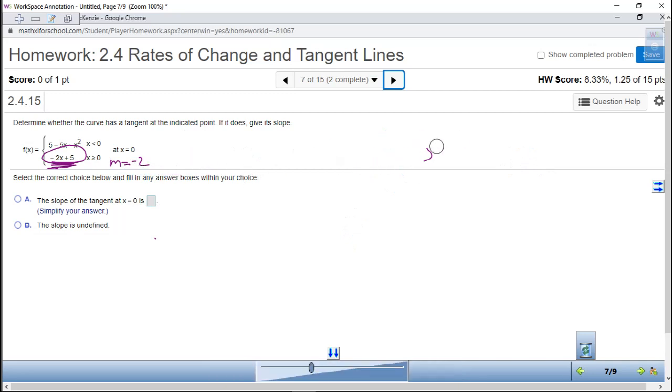So now the only thing you've got to worry about is this top part up here. And you actually have to go through the whole process of finding the slope, the way we've done on the last couple of problems, and then plugging in 0 to see if, as we get closer and closer to 0, that slope is negative 2. If the slope is not negative 2 at 0, then we know that this thing is not going to have a tangent at the indicated point.